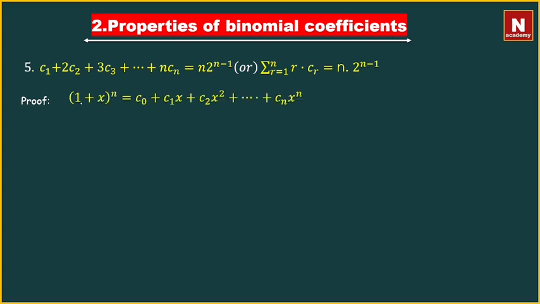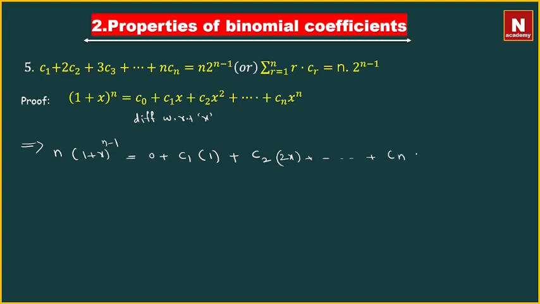We know this expansion: 1 plus x whole power n equals C0 plus C1x plus C2x square so on Cn x power n. Differentiating on both sides. Derivative of 1 plus x whole power n is n into 1 plus x whole power n minus 1. Derivative of constant is 0. Now C1 into derivative of x with respect to x, which is 1. C2 into derivative of x square, which is 2x, and so on. Cn into derivative of x power n is n into x power n minus 1.